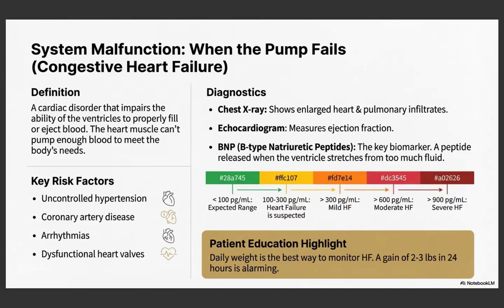There are risk factors for this, like hypertension, coronary artery disease, a previous MI, arrhythmias, and if someone has valve issues like stenosis. And it's not just stenosis, even regurgitation and stuff like that can cause it.